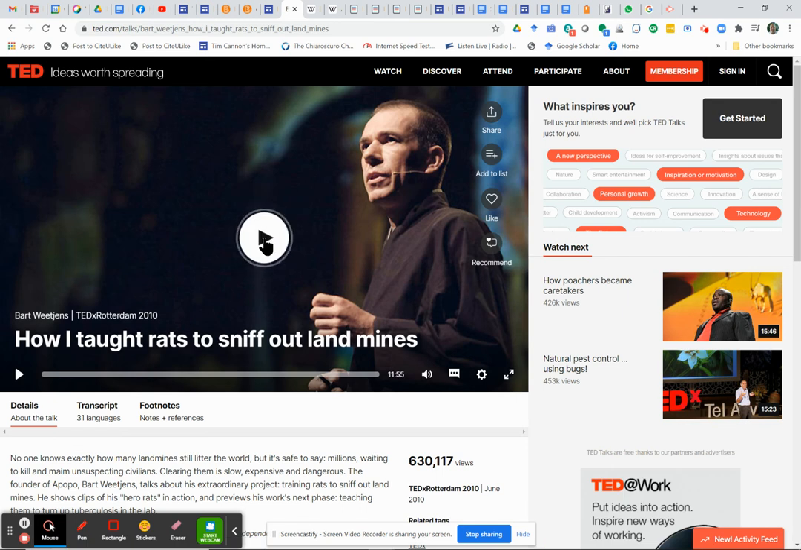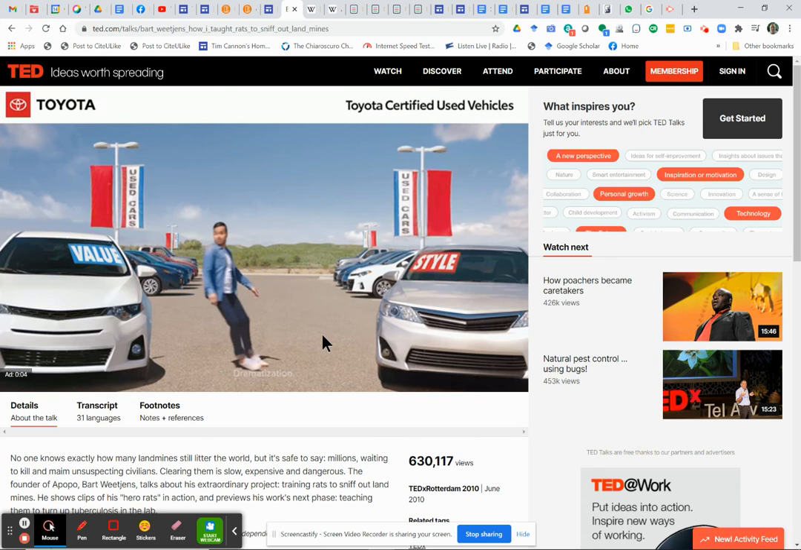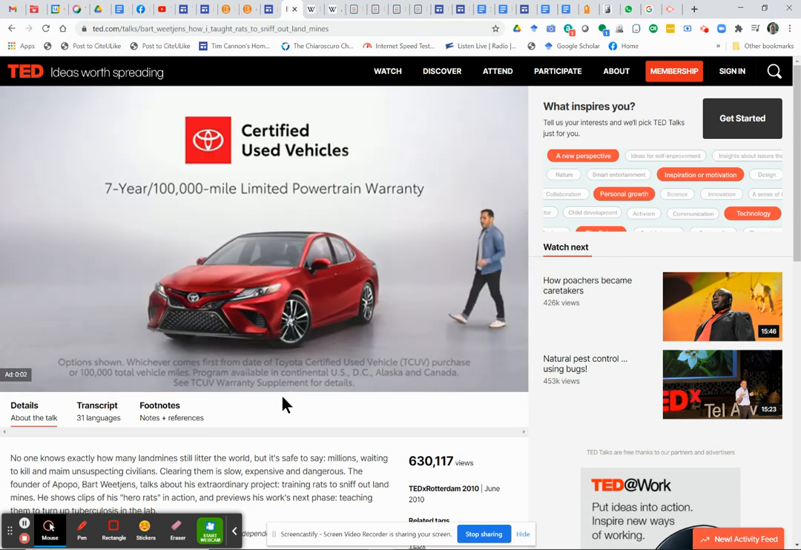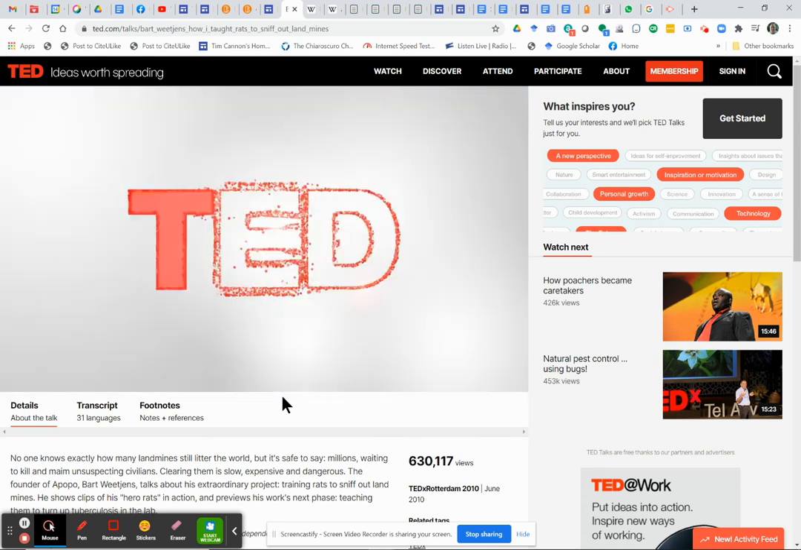He looks like Spock from Star Trek. You want style, but you need a great deal. Get it all with a Toyota certified used vehicle.